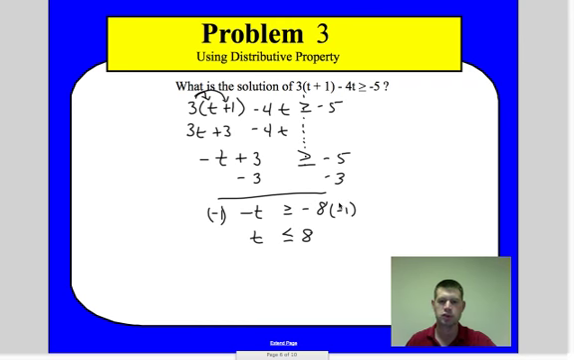Go ahead and do the check on that. Pick a number that's less than 8 and then plug and chug into the original. Make sure that you're getting that to work out. Just plug in your t and then simplify down, and this side should be greater than negative 5. And I'll check that part of your notes.